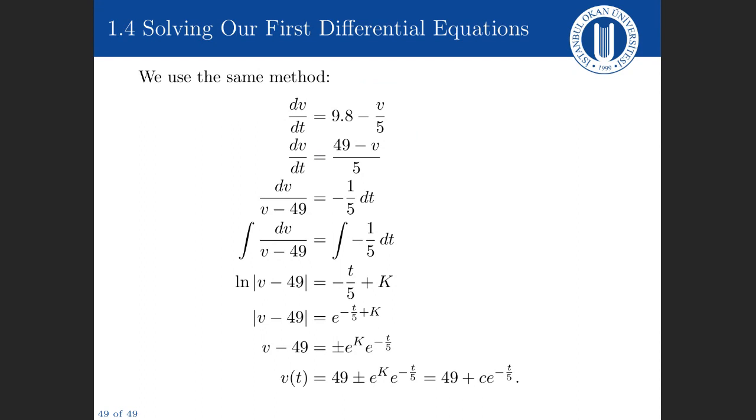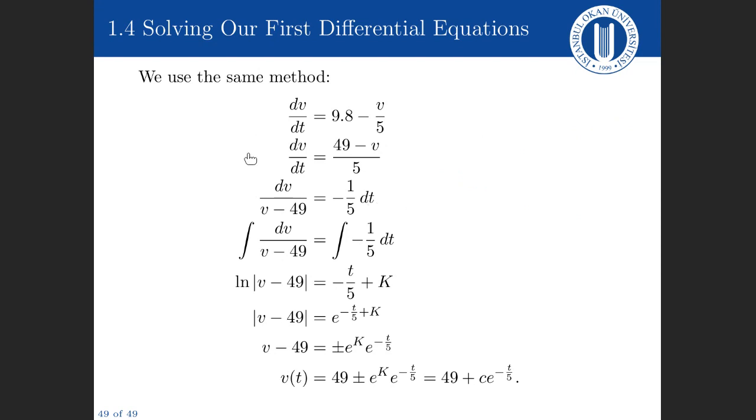Key step, the most important step here, is to separate the variables. All of the v terms I want to be on the left, and all of the t terms I want to be on the right. So I rearrange this by moving v minus 49 over to the left side, dividing both sides by v minus 49. And I want to move the dt term over to the right, so I multiply both sides by dt. And we get dv divided by v minus 49 is equal to minus 1 over 5 dt.